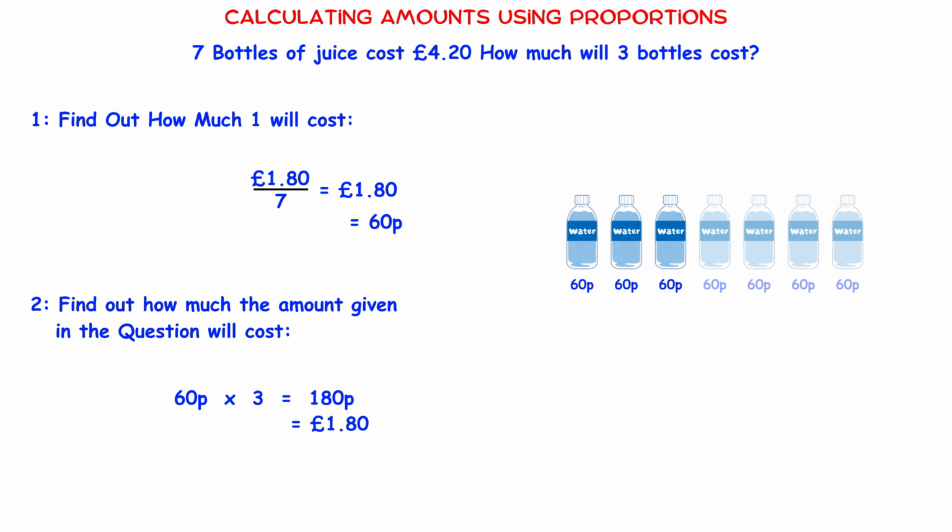Now, the key idea with this type of question is to first of all figure out how much just one of them will cost, and then we can use that figure to find out how much any other amount of them will cost. For example, if £4.20 is the cost of 7 bottles, then to find the cost of a single bottle, all we do is divide the £4.20 by 7, telling us that each bottle costs £0.60 or 60 pence, and then to find out how much 3 bottles cost, like it asks us in the question, we just take the 60 pence and multiply it by 3 to get 180 pence, or £1.80, and that's it. We found that 3 bottles will cost £1.80.